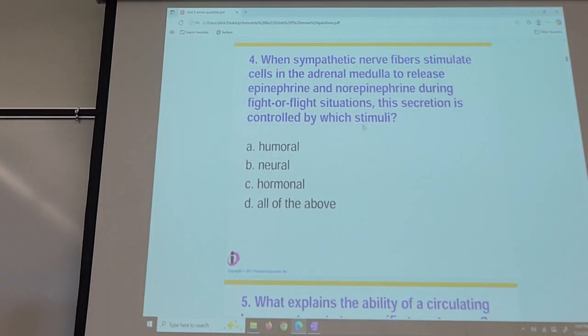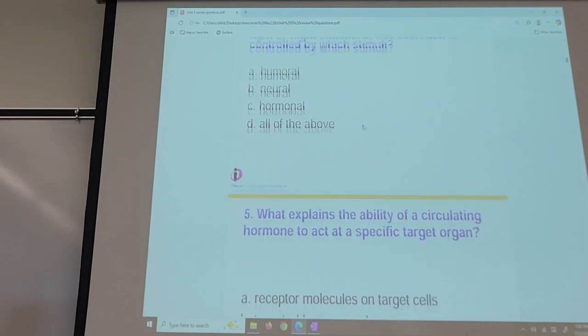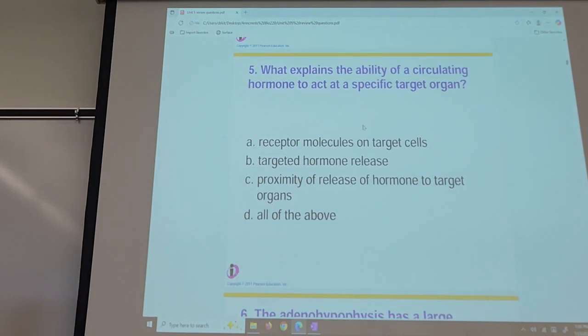When sympathetic nerve fibers stimulate cells in the adrenal medulla to release epinephrine and norepinephrine during fight or flight, this secretion is controlled by what kind of stimuli? Neuron, right? Yep, you got those pre and post ganglionic neurons that are causing that reaction.